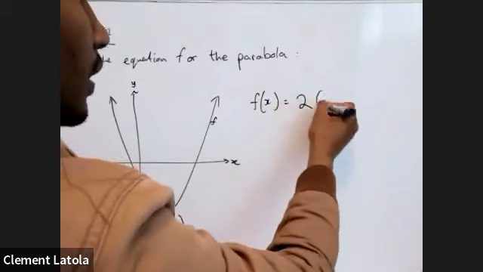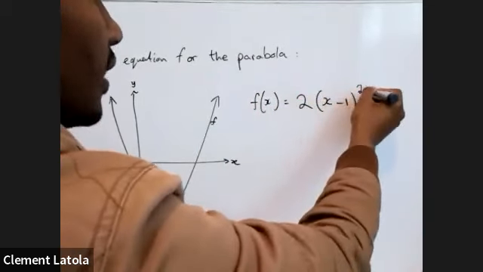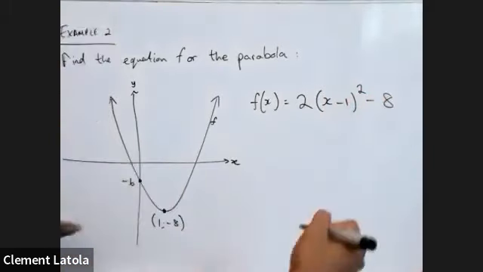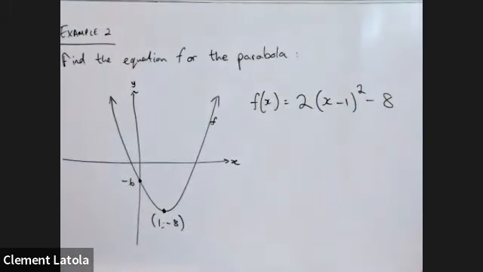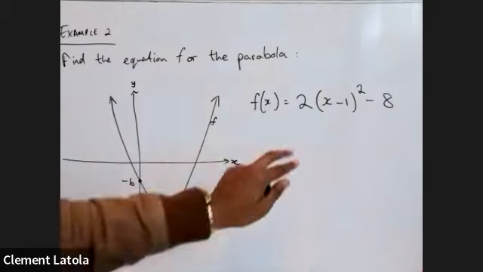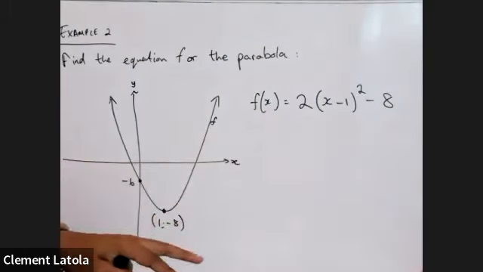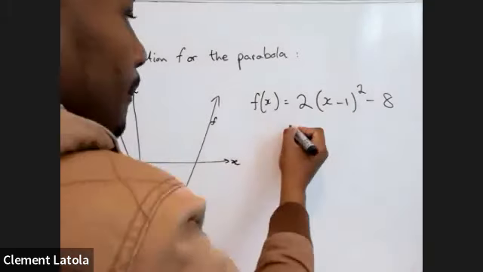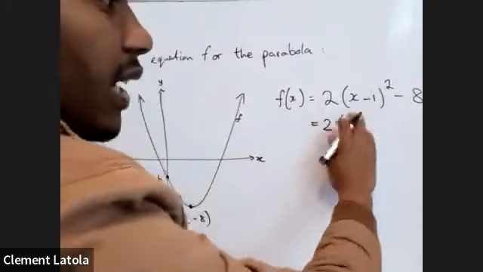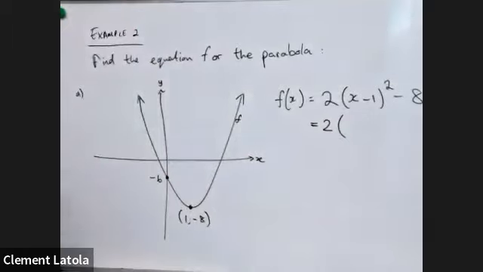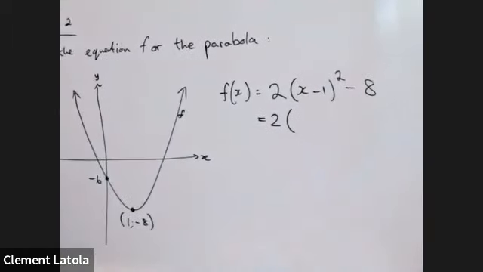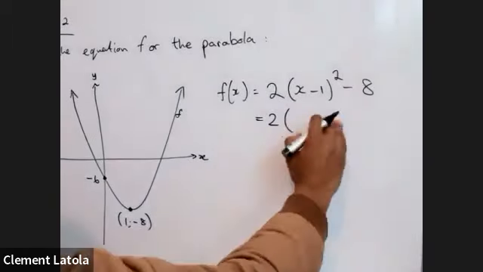Two times (x minus 1) squared minus 8. There you go. Okay, so if you do want to find this in the standard form, you can just multiply the entire thing out. I would start out by multiplying these brackets. Let me just move the camera over. So I'd start by multiplying out these brackets.